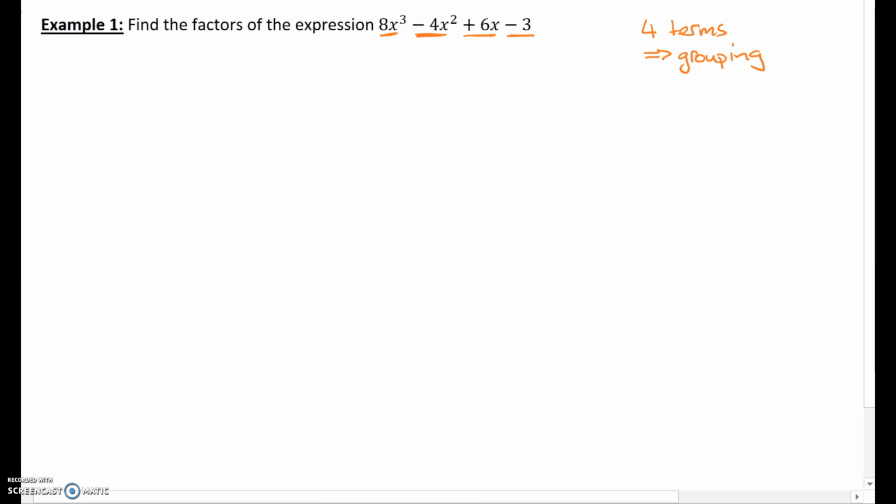Now, if we are using grouping, let's break this up into 2 distinct pieces. So 8x cubed minus 4x squared, that's the first pair. And then plus 6x minus 3. And if you ask, do we need to include the plus? Yes, you do.